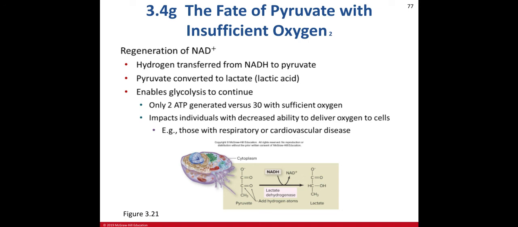And of course, there is an impact with this decreased ability to get oxygen to cells. And we see this fermentation happening if there are individuals with respiratory or cardiovascular disease. And so we'll see a lower energy level because we're not able to get ATP at a cellular level because there's not enough oxygen.